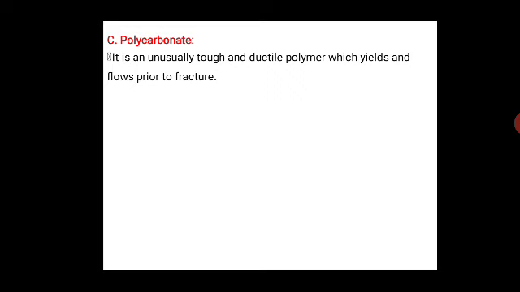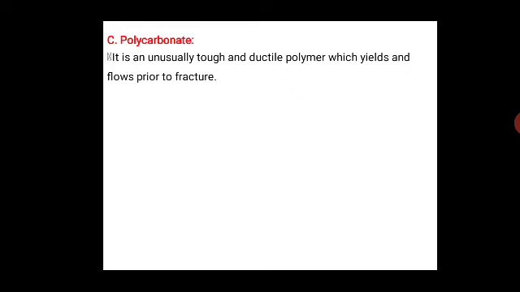The third material is polycarbonate. Polycarbonate is an unusually tough and ductile material. Basically, it is a polymer which yields and flows prior to the fracture of the system. It is also known by the trade name Lexan in the United States.